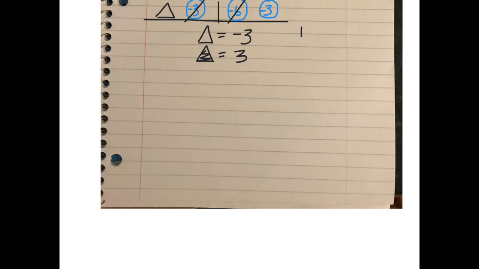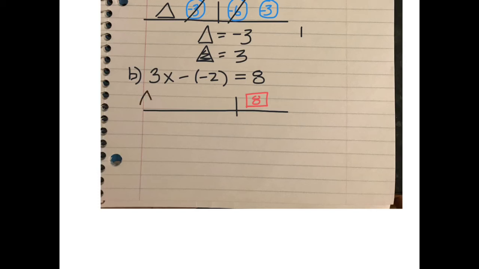Let's take a look at one more example, letter B. Letter B is 3x minus -2 equals 8. So again, I'm going to set up my scale. I'm actually going to just make my 8 over here because that's the easy side. Then on the right, I see that I've got 3 x's to make, shaded triangles. And now I'm supposed to take away 2 negatives. And I don't have any numbers.